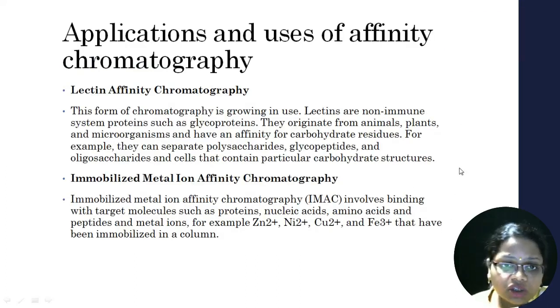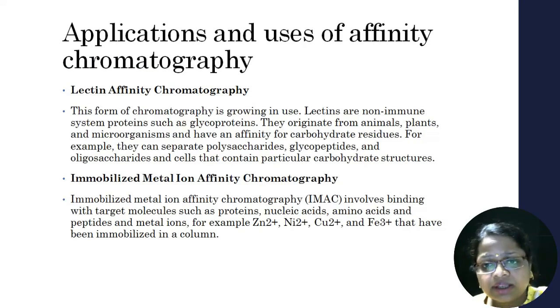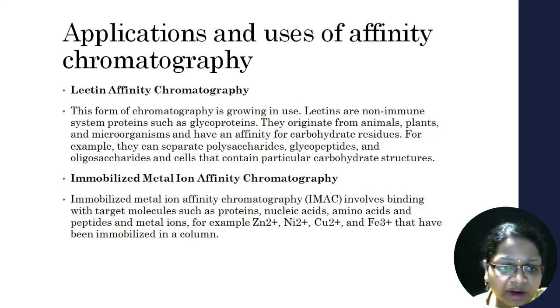Coming to the applications of affinity chromatography, we have lectin affinity chromatography. Lectins are basically non-immune system proteins such as glycoproteins, which show affinity for carbohydrates. So lectin affinity chromatography is between lectins and carbohydrates. Similarly, we have immobilized metal ion affinity, which involves binding of target molecules like proteins, nucleic acids, and amino acids with the metal ions.